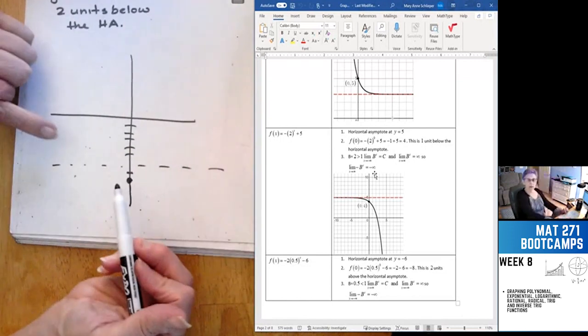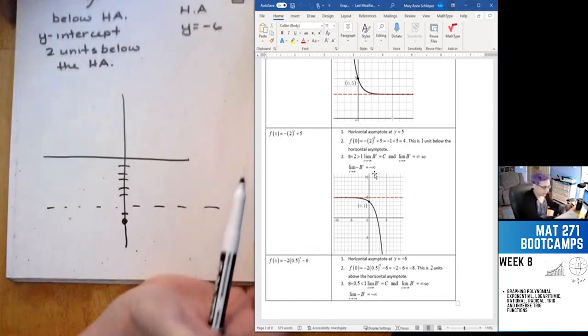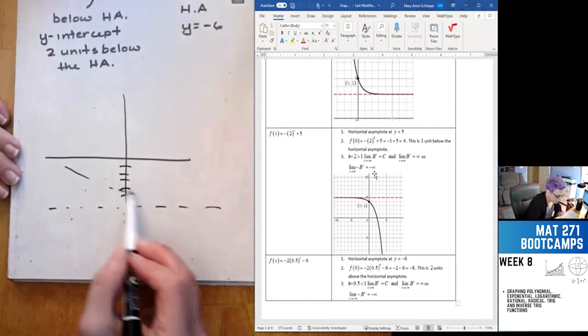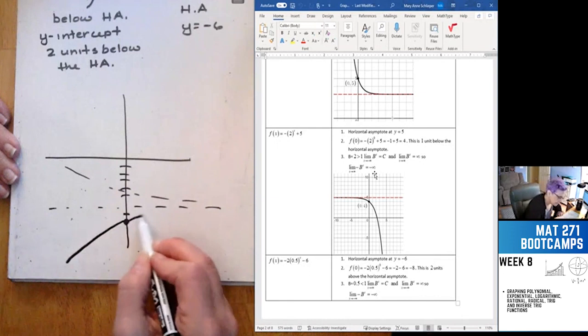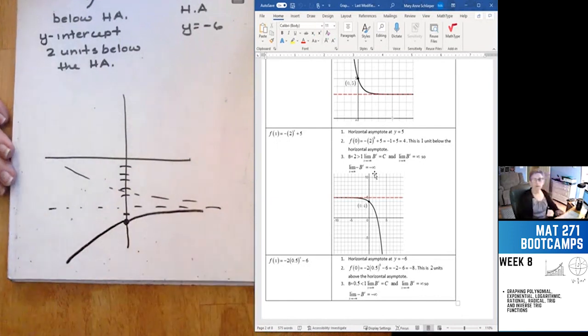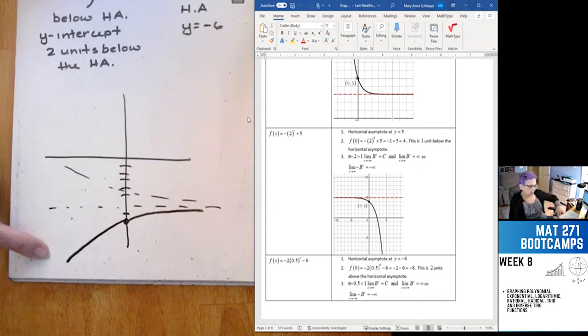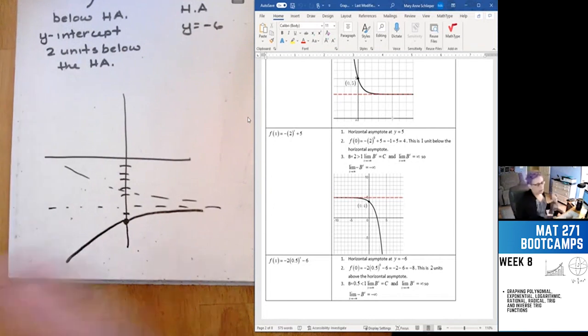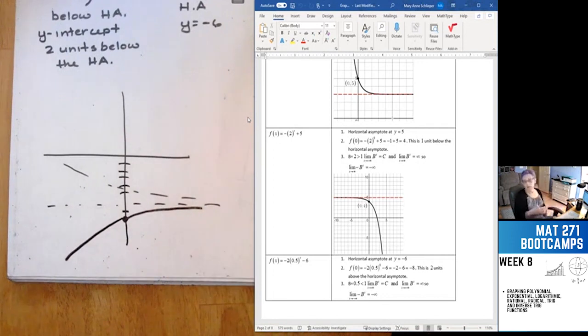Now, if it lived above the x-axis, since my base is a fraction, it would go this way. So since it lives below, it goes the opposite way. So instead of approaching positive infinity, as x approaches negative infinity, it approaches negative infinity, but as x gets bigger and bigger and bigger, it still approaches its horizontal asymptote.